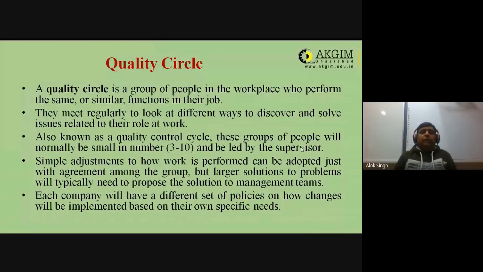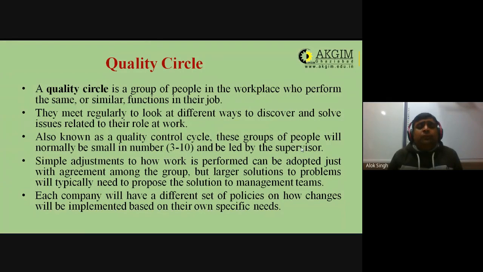So they meet regularly to look at different ways to discover and solve issues related to their role at work. It is also known as a quality control cycle, and these groups will normally be small in number, 3 to 10, and be led by the supervisor. Generally one person will lead that quality circle, because without a leader you can't work in a streamlined way.